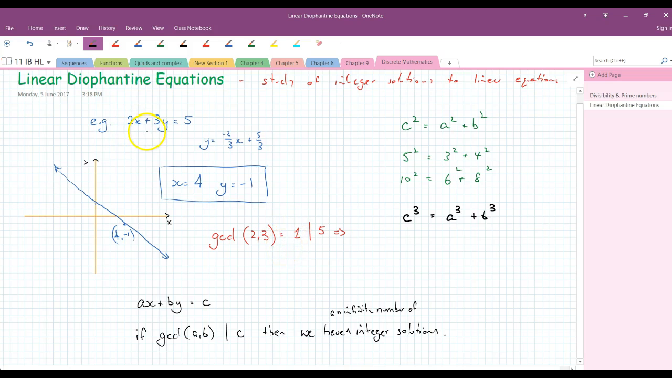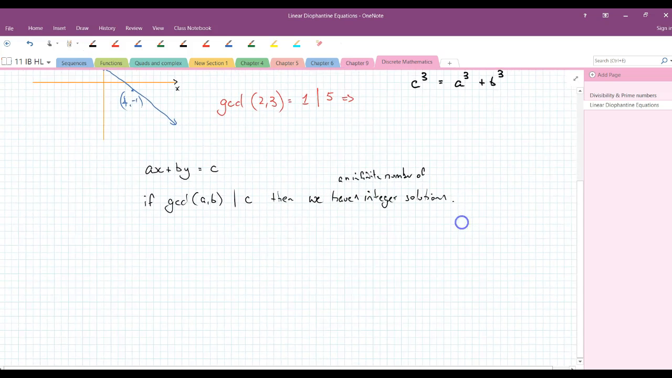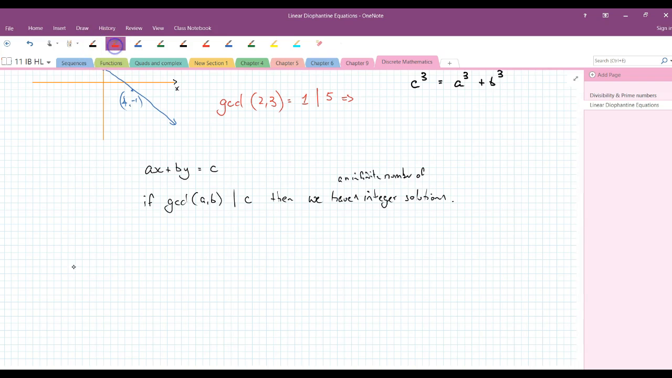Our greatest common divisor in this example was 1. And so if my a and b are relatively prime, then we are always going to have solutions to a Diophantine equation that has a and b relatively prime. So that's an interesting side point. Okay, let's look at an example.